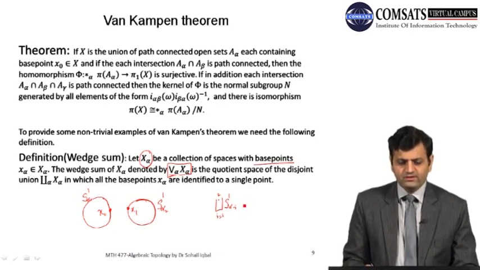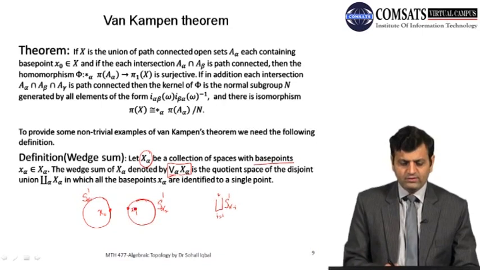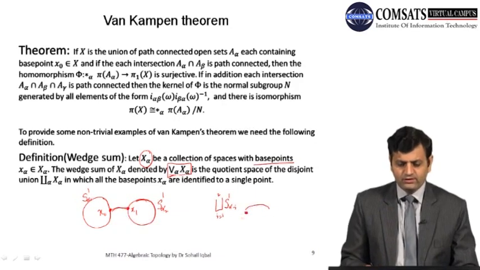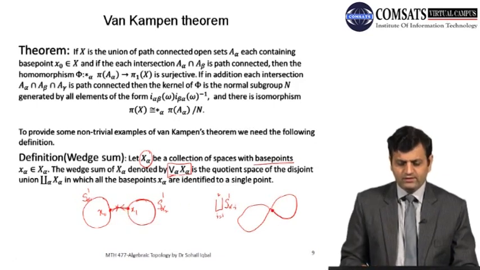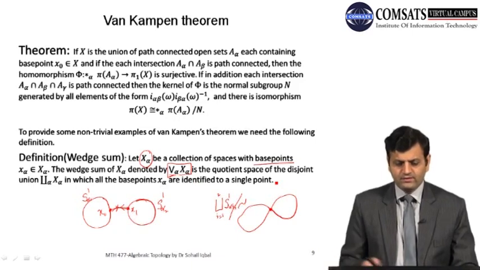Now what is the wedge sum of these two circles? If we identify these 2 points, in the quotient space these 2 points become the same. So we can say that the wedge sum of these 2 circles is going to be something like this. We identified these 2 points, and then we get a shape like this. Basically, the disjoint union of the S1 quotient with the fact that we are identifying the base point.